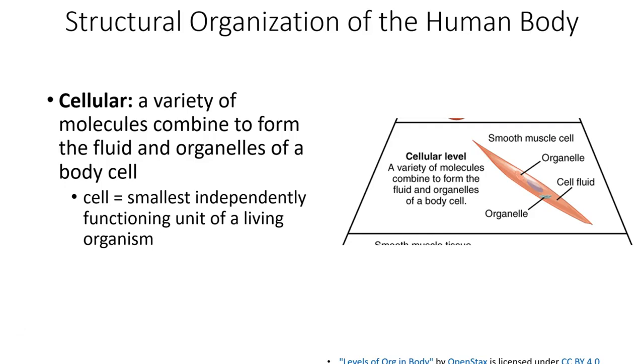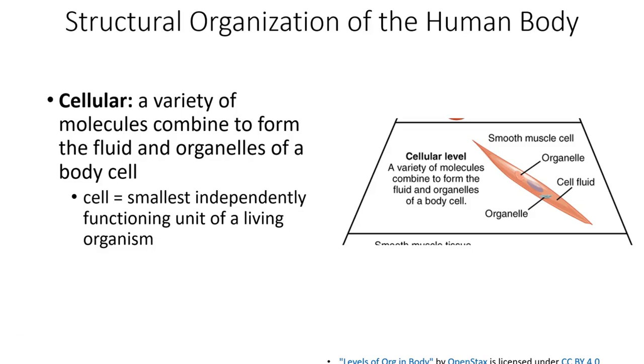The next level of organization is the cellular level. This is where molecules combine together in certain ways to form the fluid and tiny little organelles, or mini organs, of a single cell. And a cell is the smallest living unit, smallest functional unit of any living organism. Some organisms are single cell, like bacteria. We're not talking about bacteria a lot in here. But our cells are a bit more complex than that, but these are going to help make the next level of organization.